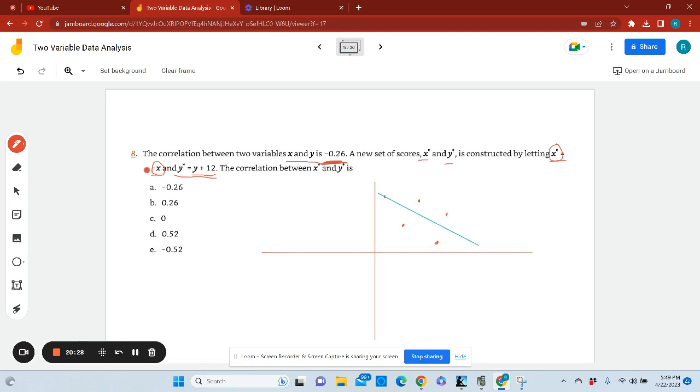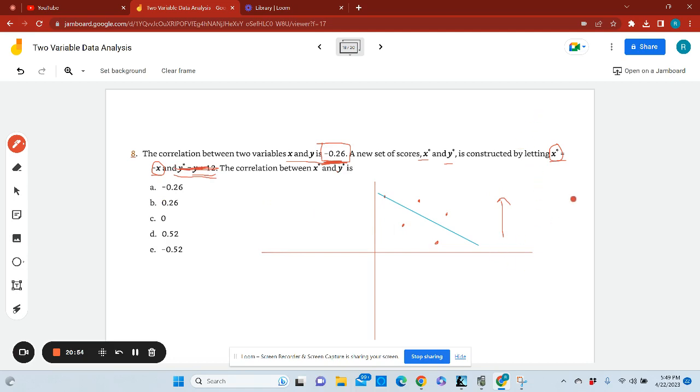Now, the shifting up of 12 is not going to change a thing. Just forget about the flipping on the x for a second. Imagine taking all these data points and shifting them up 12 units. If the entire pattern is shifted up 12 units, the correlation is not going to change one bit. It's going to be the exact same pattern. It's just going to be higher up on the y-axis. So let's not even worry about shifting the dots up 12 units, because that's not going to change a thing.